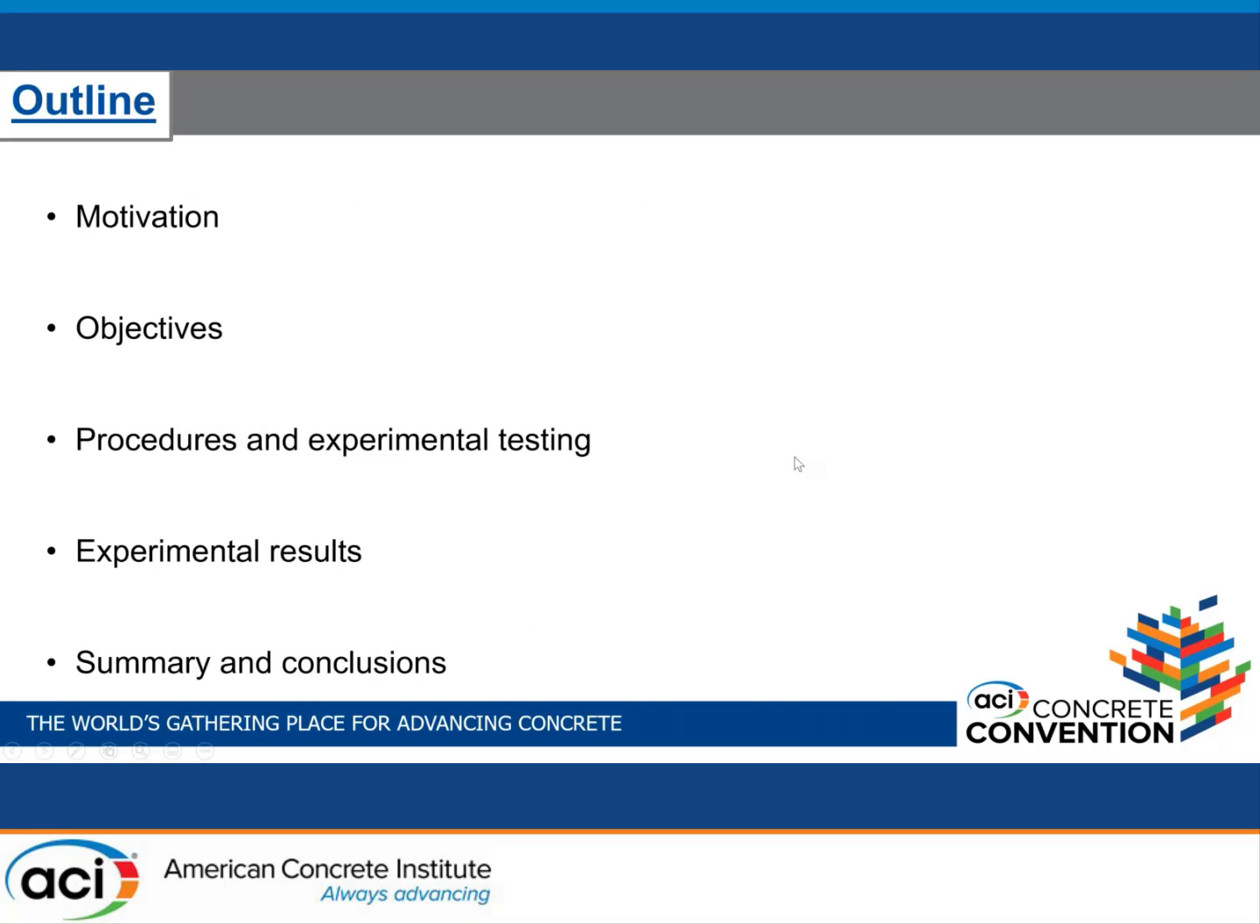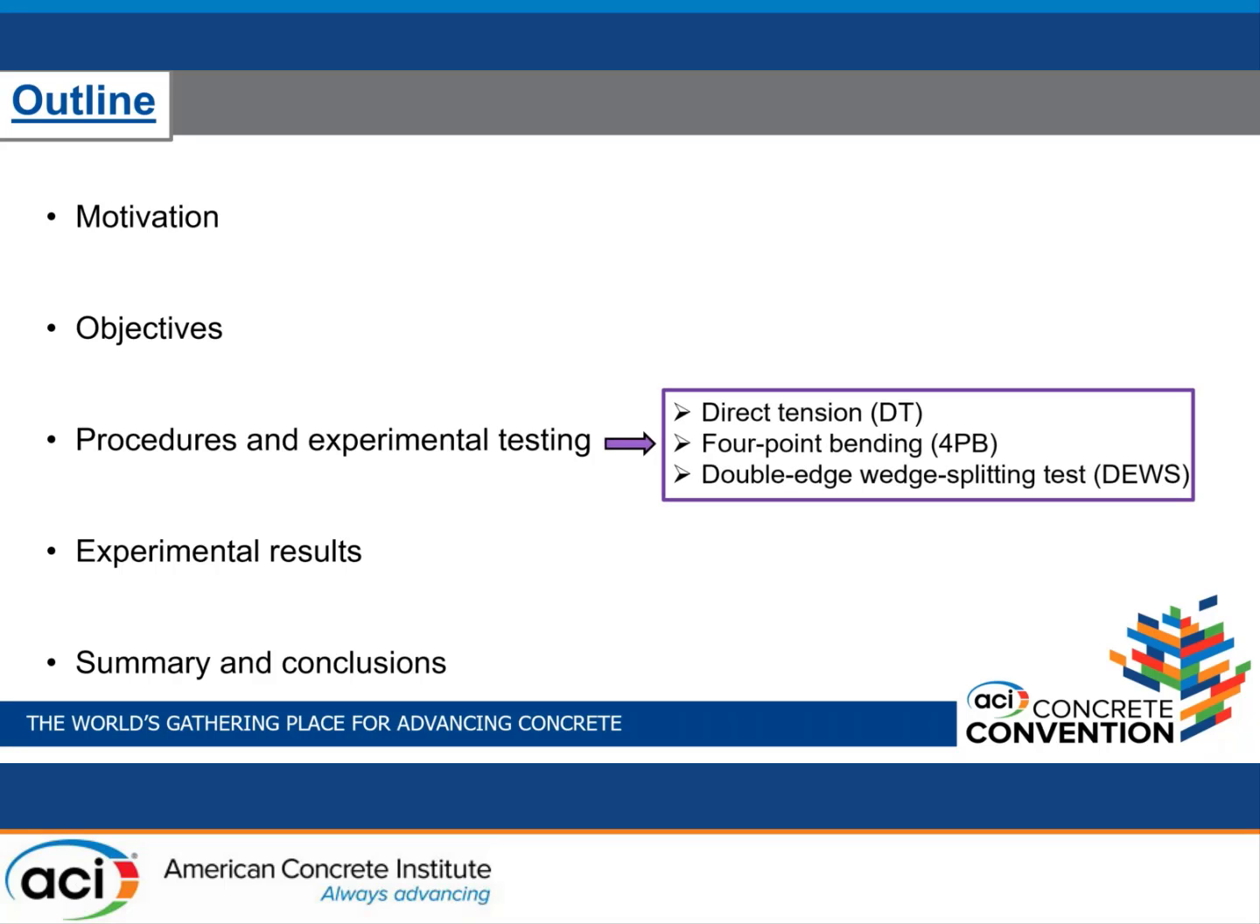Okay, so here's our outline of this presentation. We'll start with the motivation, why we're doing this study, the objectives, what we want to achieve, and then we're going to go through the procedures and the experimental testing and the results we obtained from the experimental testing, and we'll go through the summary and conclusions of this work.